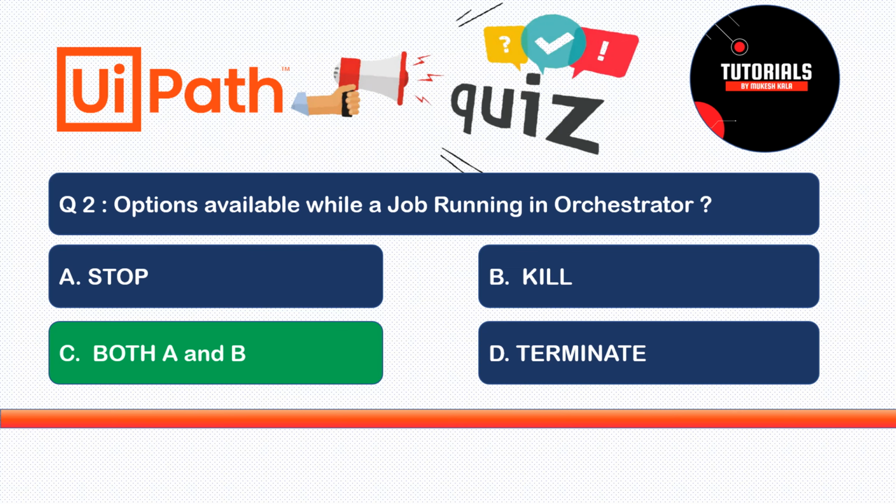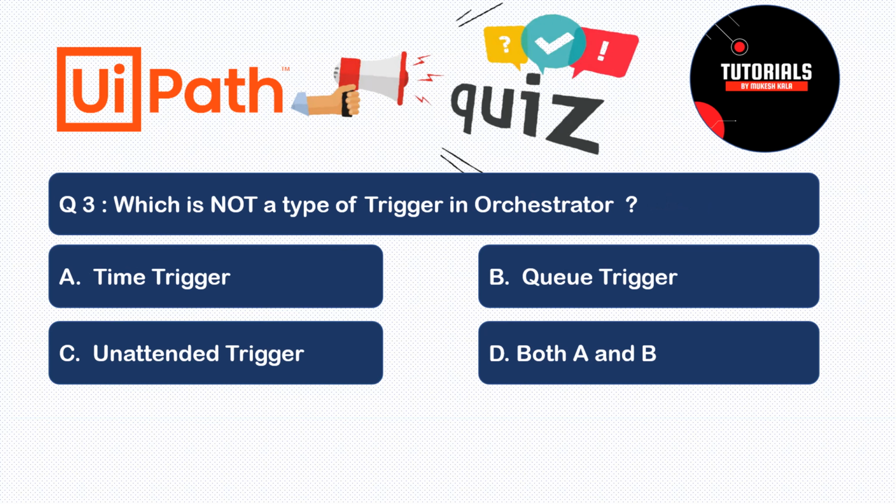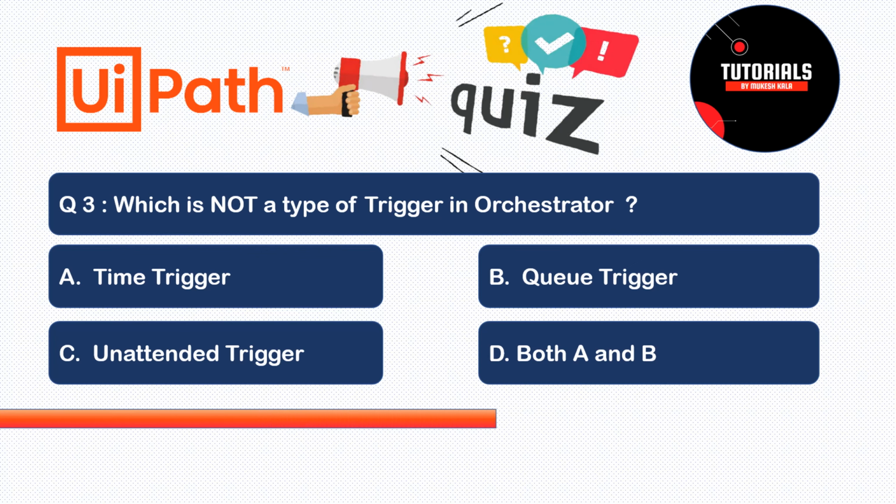Let's move to question number 3: which is not a type of trigger in orchestrator? We have different types of triggers available in orchestrator. Triggers are basically used to schedule the robots or the processes. The options are time trigger, queue trigger, unattended trigger, or both A and B. Which is not a type of trigger? The timer has started now. Which is not a type of trigger in orchestrator? Option A, B, C, or option D.